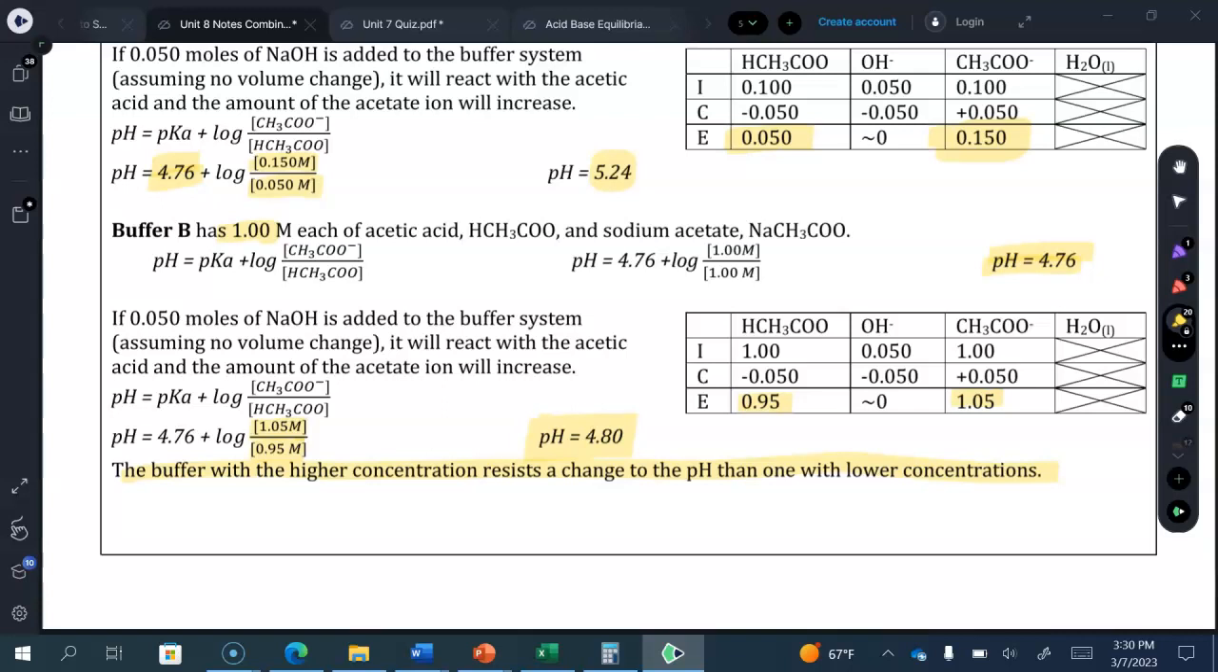So we see that the buffer that has a higher concentration of the conjugate acid-base pair, even though the ratio of each to each other is still 1, because buffer B is 10 times more concentrated for both the acetic acid and the sodium acetate, it resists change to the pH better than the one that was at a lower concentration.